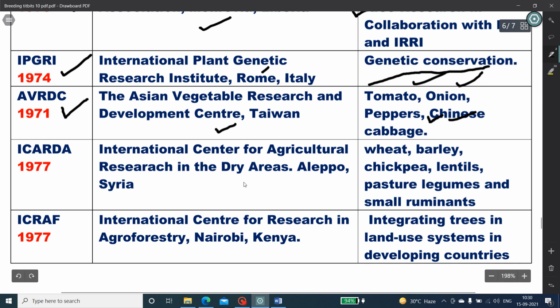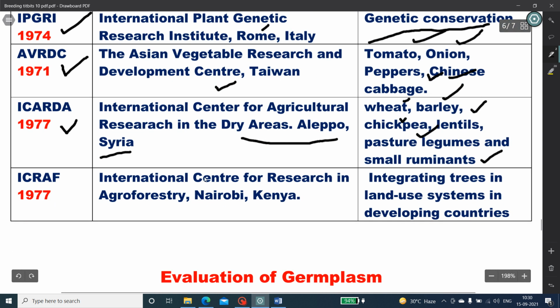The International Center for Agricultural Research in the Dry Areas, located in Syria, established in 1977. They maintain germplasms of wheat, barley, chickpea, lentils, pasture legumes, and small ruminants. And the International Center for Research in Agroforestry, Nairobi, Kenya, established in 1977, integrating trees in the land use system in developing countries.